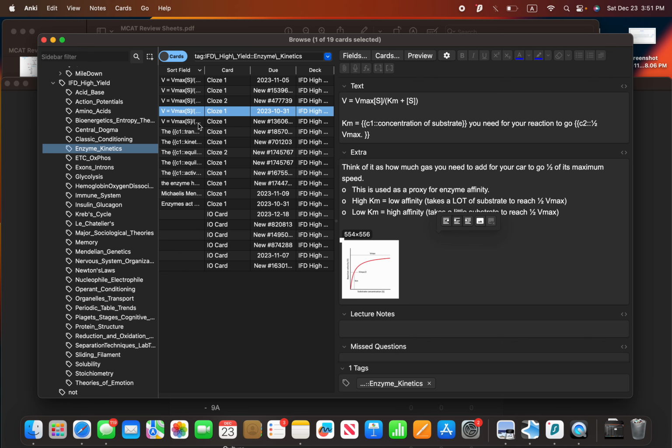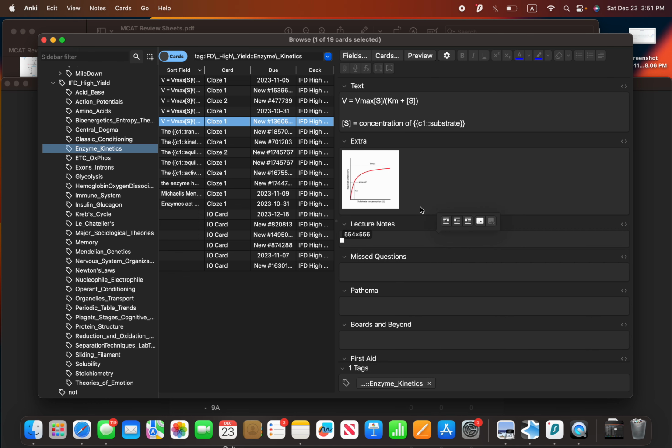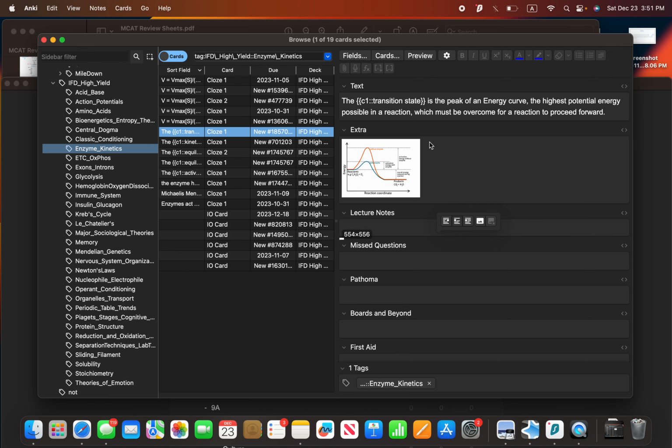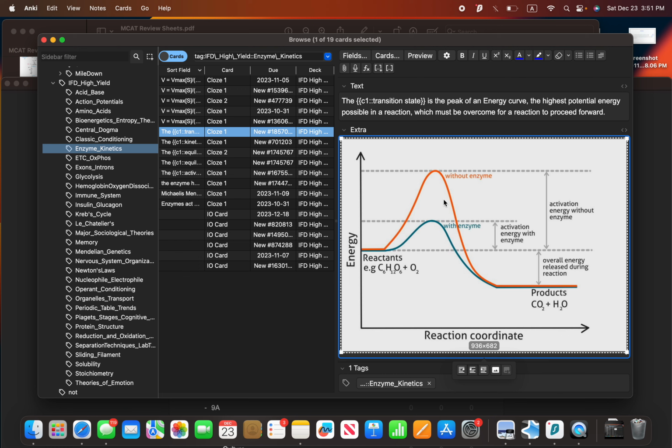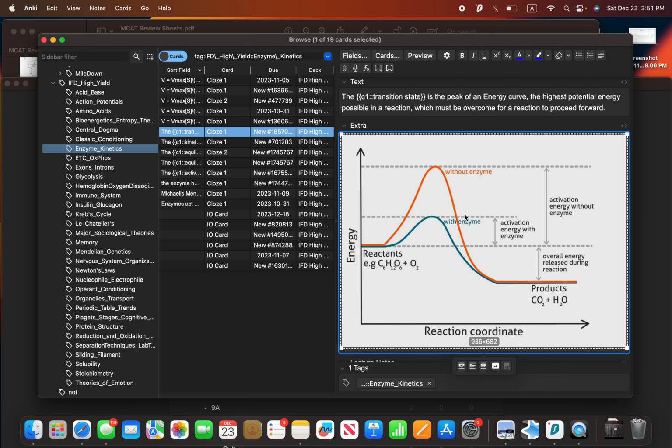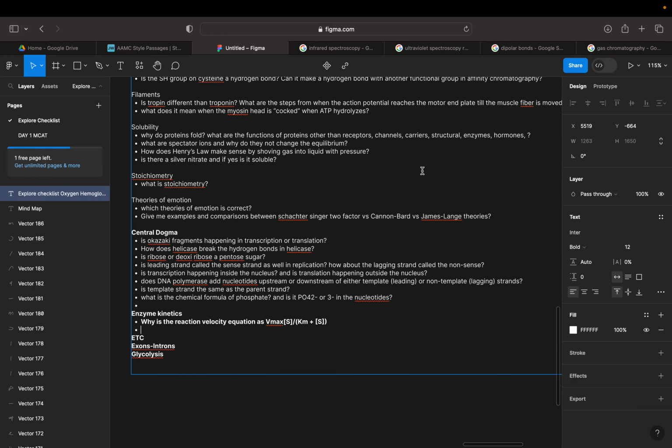You have the concentration of substrate, which is obvious. You have the transition states. Now we're talking about what basically enzymes do. So on the y-axis, we have the energy, and on the x-axis, we have the reaction coordinate. Which one is the dependent variable, and which one is the independent variable?